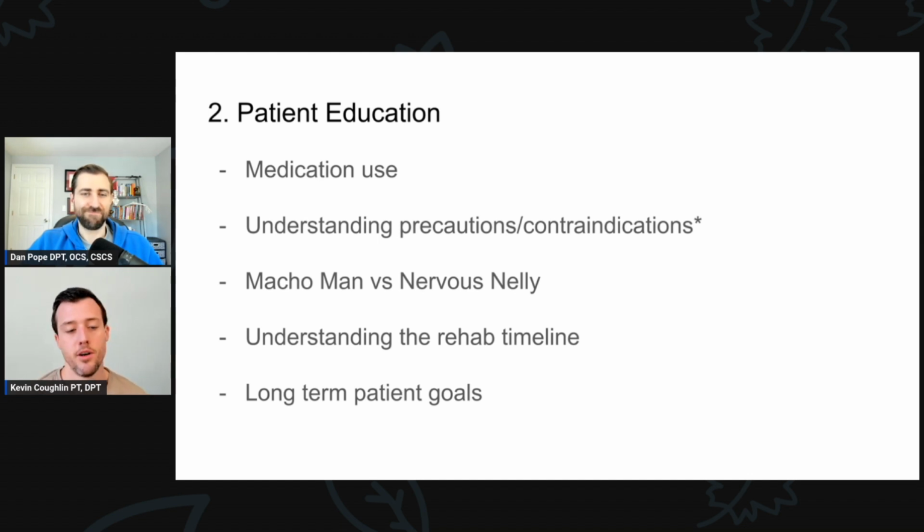So that's one thing. The big one that we talked about in a previous podcast is understanding precautions and contraindications. So if these patients don't know exactly what they should and shouldn't be doing early on, we know if they're not following their precautions, they're at a way higher risk of re-tearing, right? So that's something we want to be careful with.